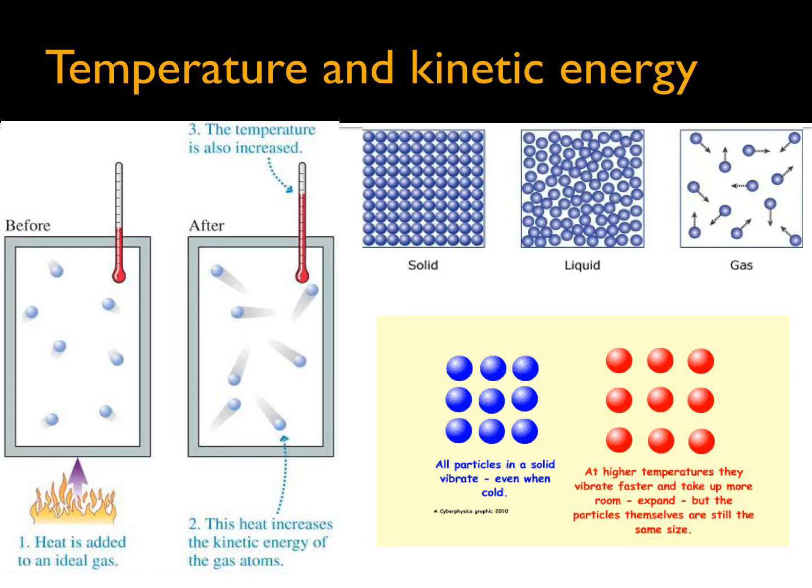The faster the particles are moving, the more kinetic energy they have. So what is the relationship between temperature and kinetic energy? What is the link between them? And this is the question. If an object has a high temperature, that object has a high kinetic energy. So the more kinetic energy the particles of an object have, the higher the temperature of the object is.